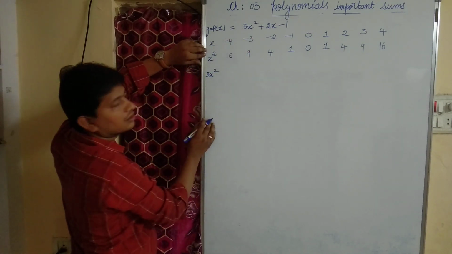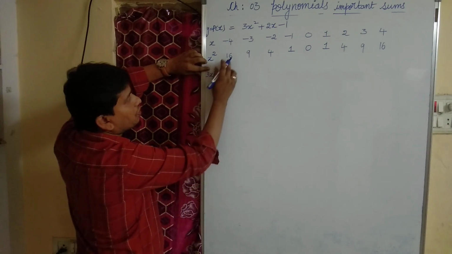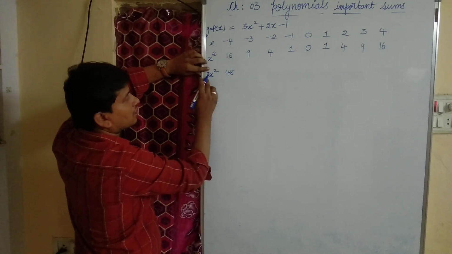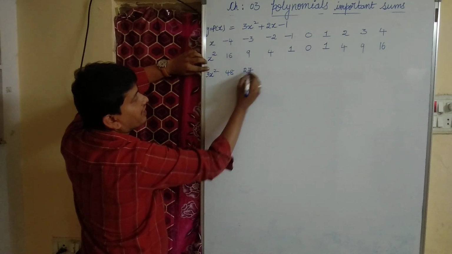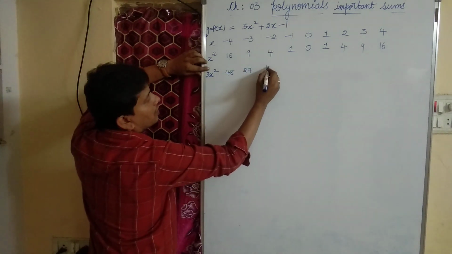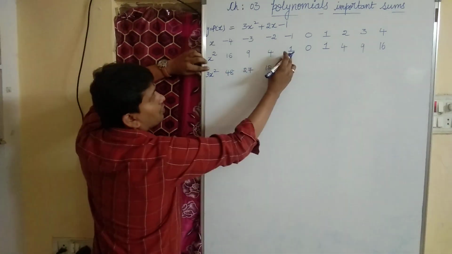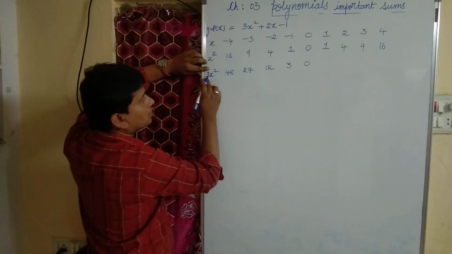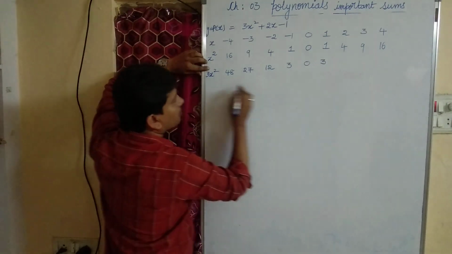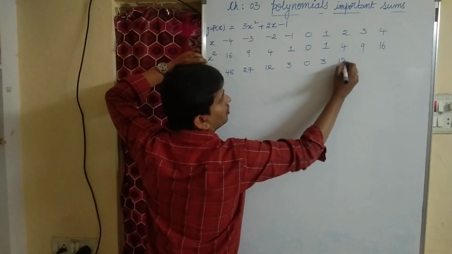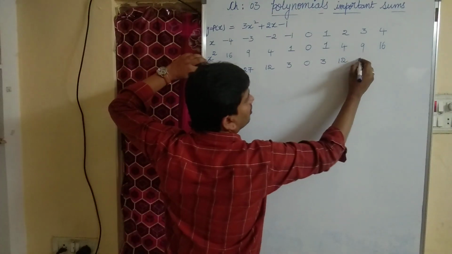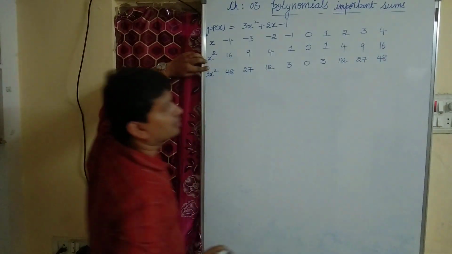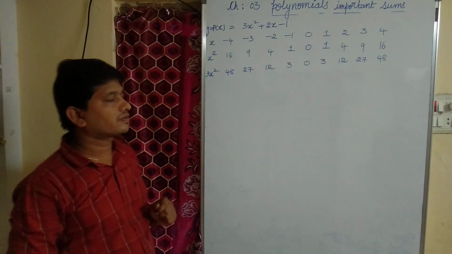3x square means 3 into 16. 16 3s are 48. 3 into 9, 3 9s are 27. 3 into 4, 3 4s are 12. 3 into 1, 3 1s are 3. 3 into 0, 0. 3 into 1, 3. 3 into 4, 12. 3 into 9, 27. 3 into 16, 48. Okay, that is our value of 3x square.